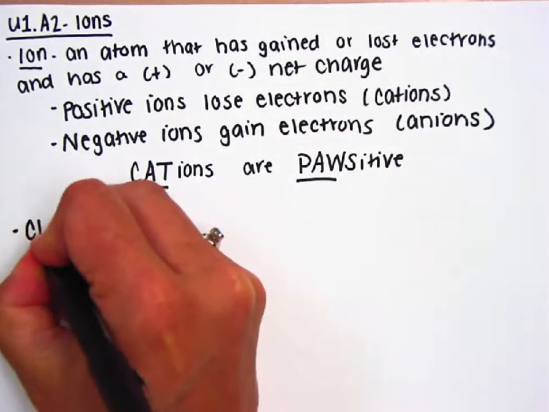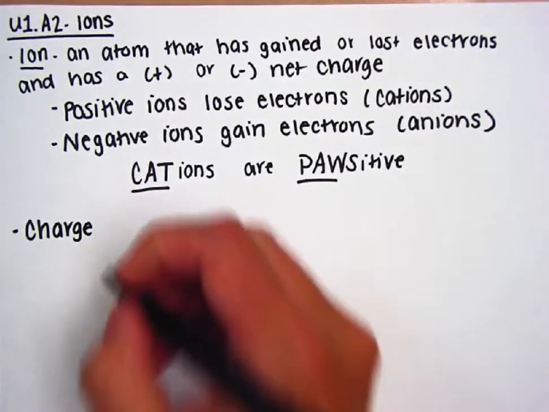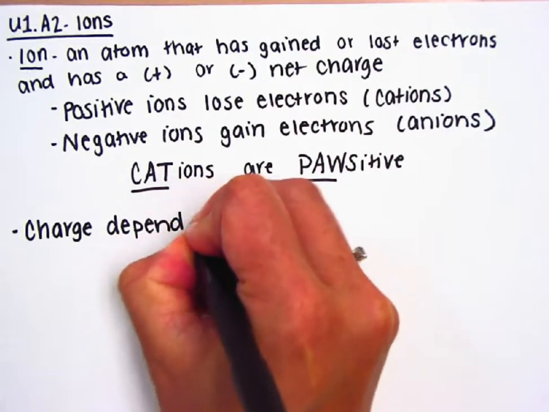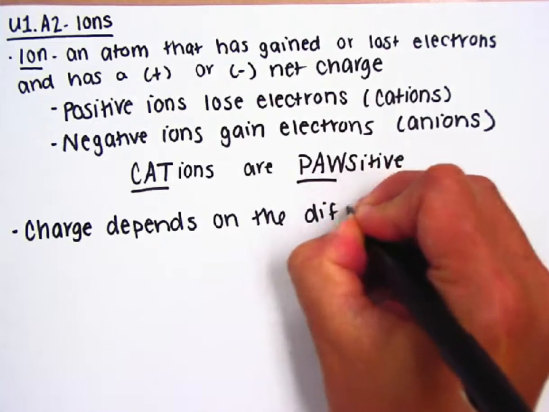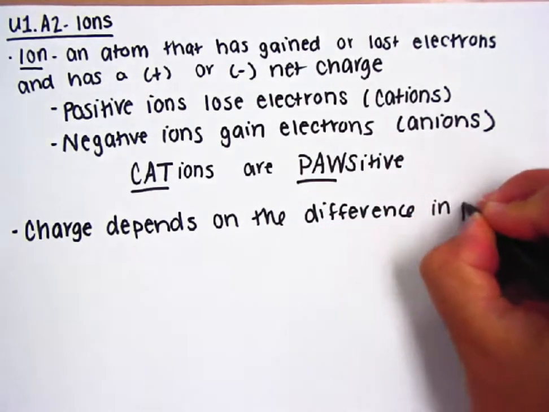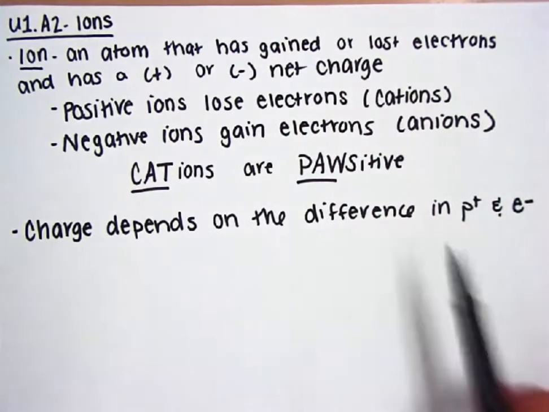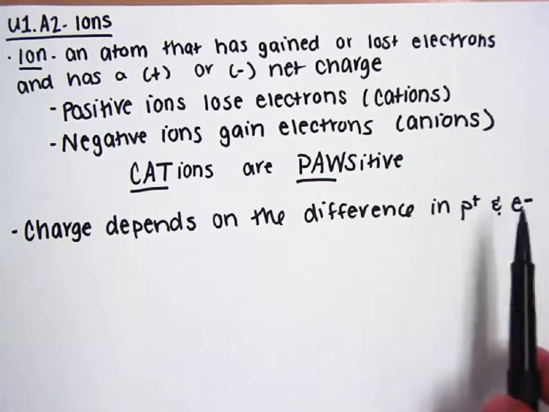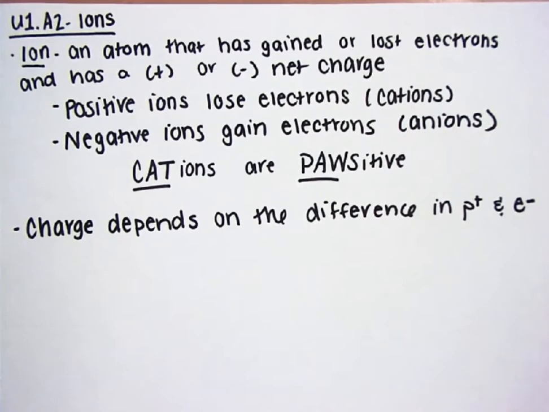When we are looking at charge, we are going to look at the two subatomic particles that are charged, which are the protons and electrons. Remember, neutrons are neutral. So charge depends on the difference in protons and electrons. If you have more protons, then your ion is positive, since protons are positive. If you have more electrons than protons, your ion would be negative.